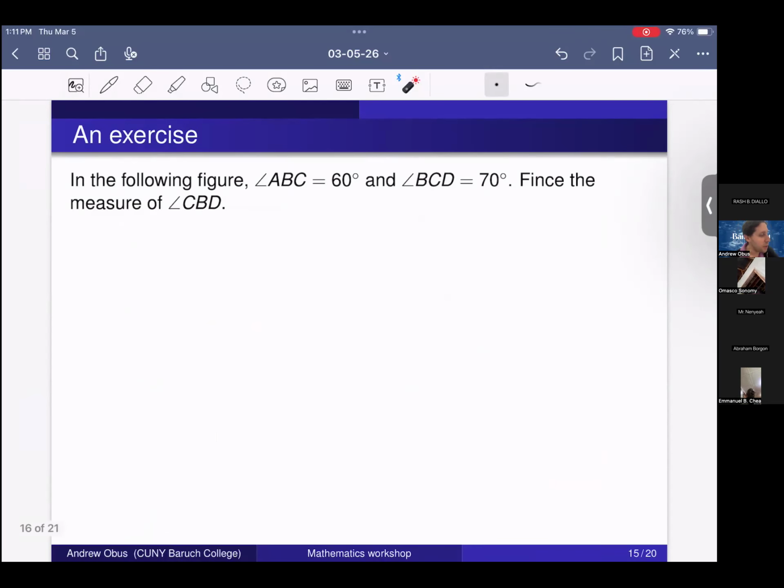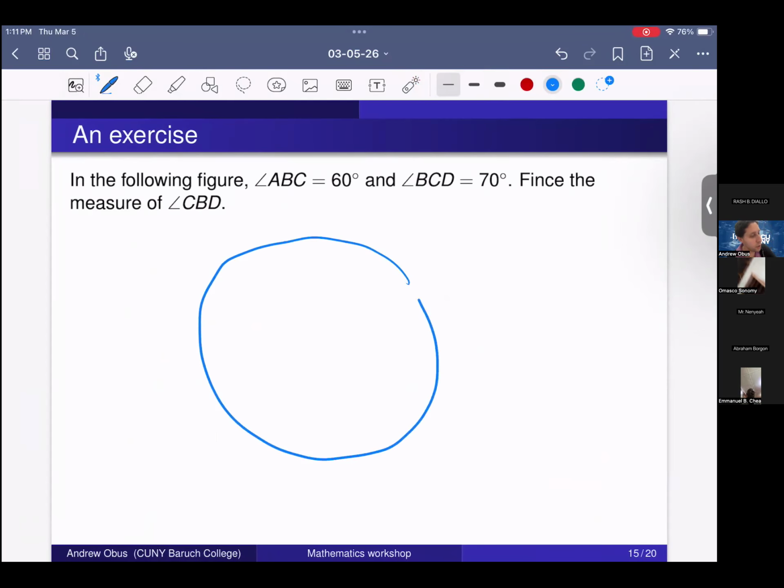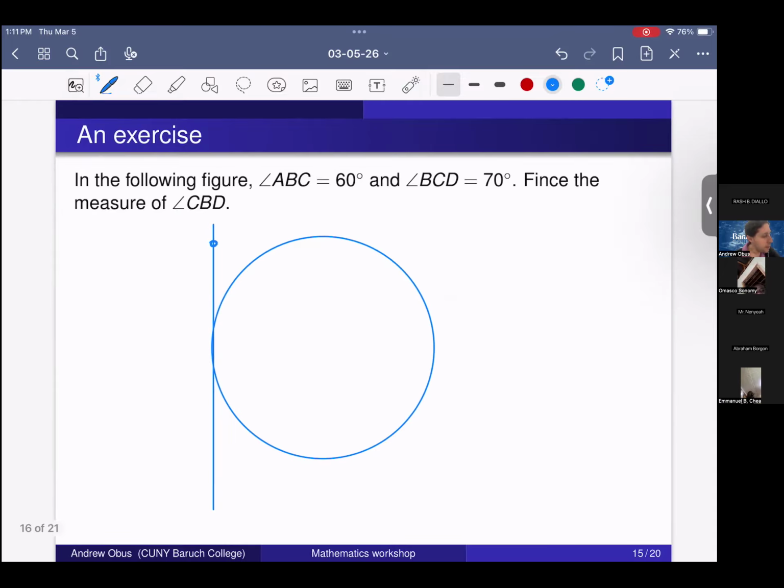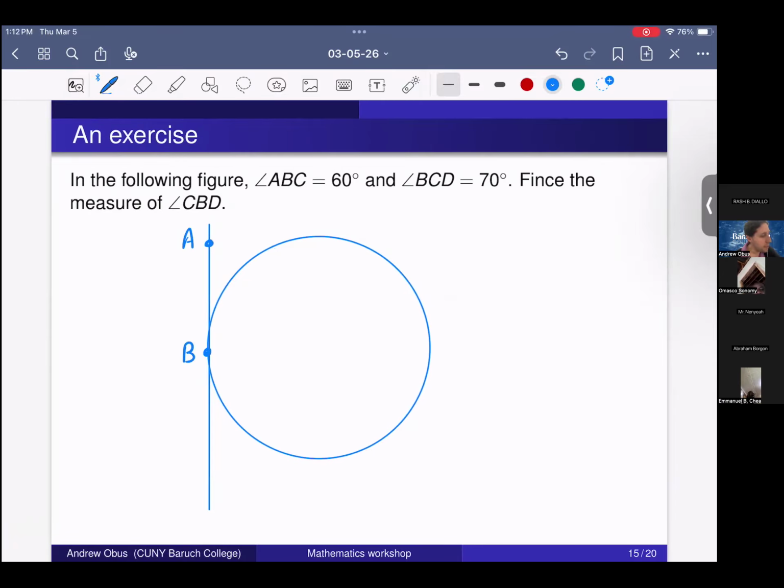So the exercise, which I'm not going to do but you can do for homework, is this. I'm going to draw a circle here. In this figure, I have a tangent line here. So in this figure, I've got A and B and C. And I'm going to draw this line. I've got BC here, and I've got CD. It's going to be D. I'm going to make a triangle here.